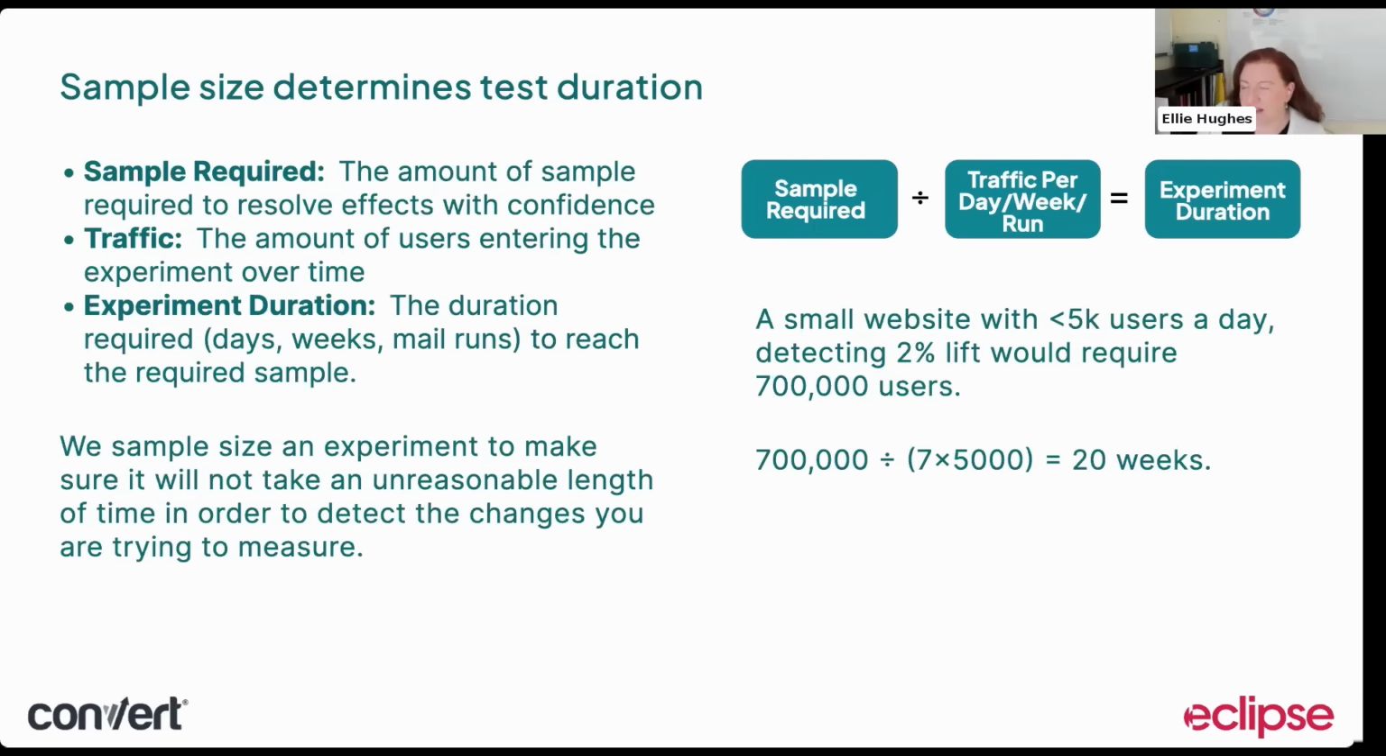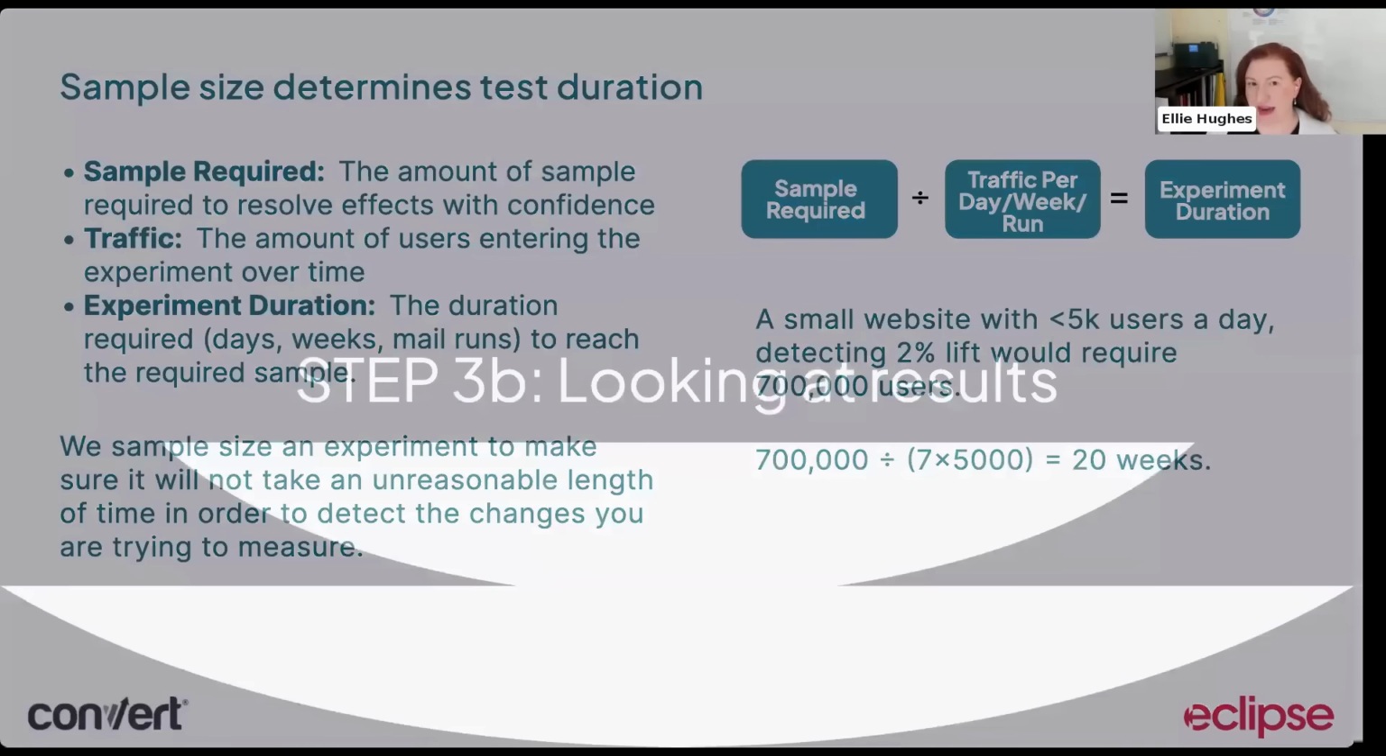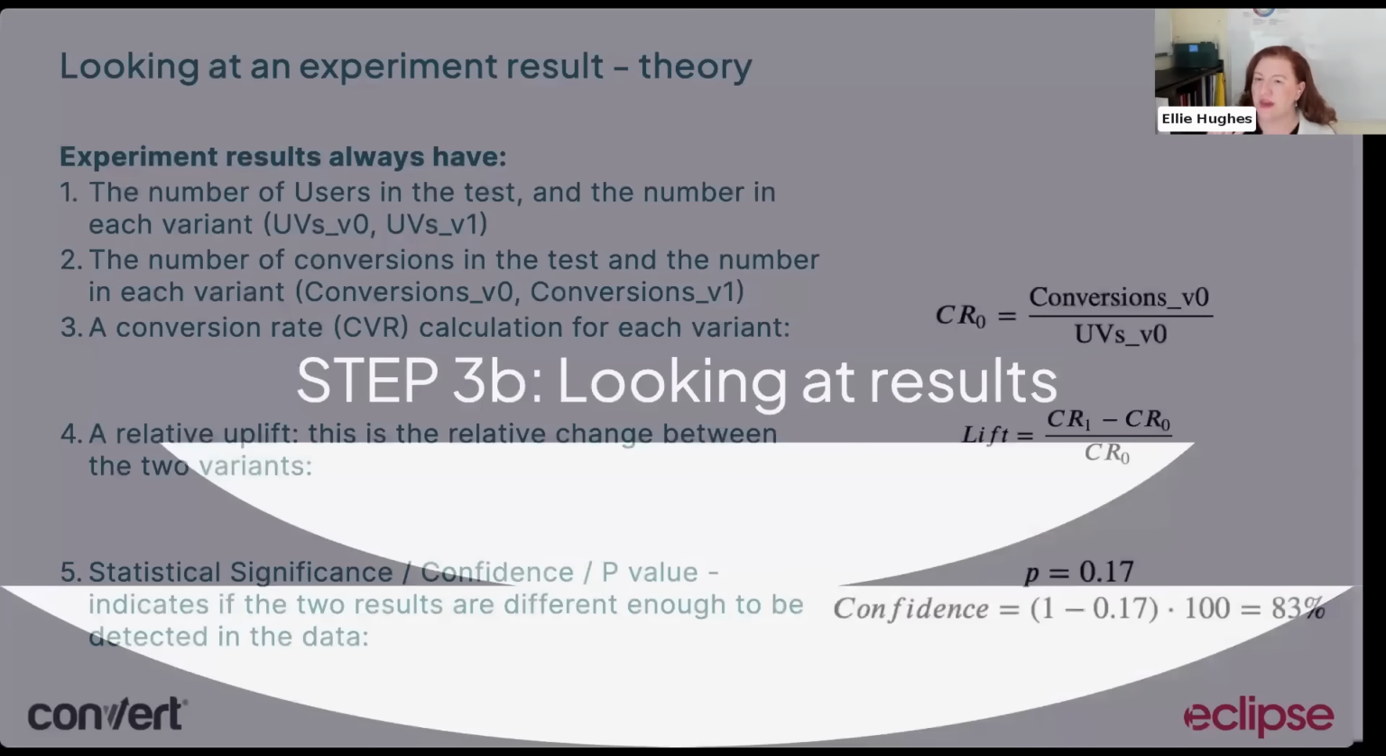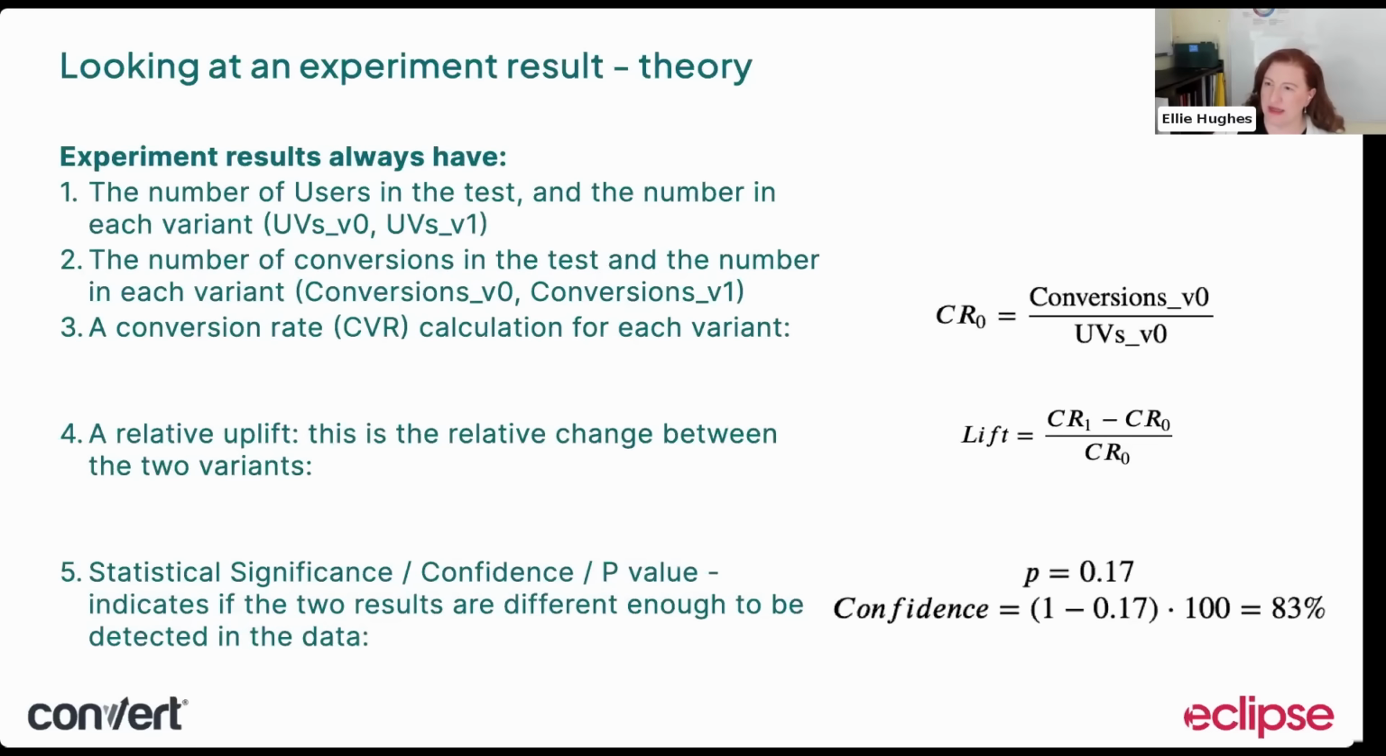So that's a simple way of looking at it. In terms of then actually looking at and interpreting some results. So the theory here, and I kind of alluded to this already. When you're looking at an experiment result, you always have the number of users in the test, and there'll be the number of users in the variant and the control.